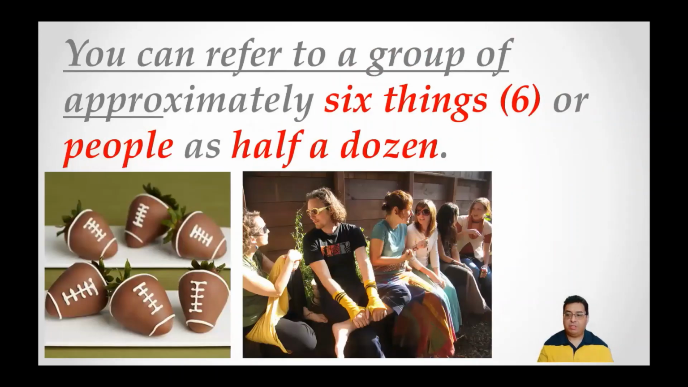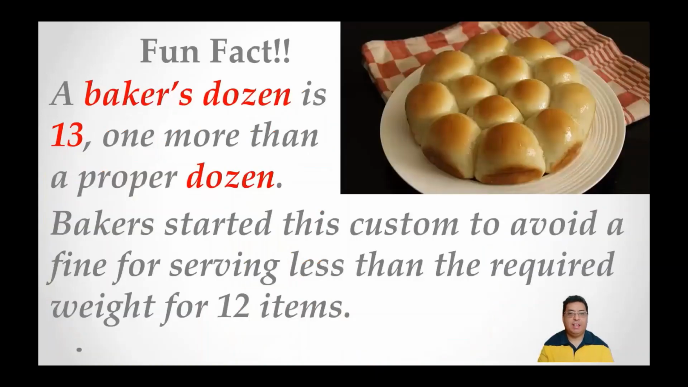You can refer to a group of approximately 6 things or people as half a dozen. So I've got these 2 pictures here showing you things and people and what half a dozen looks like, which is 6. So I've got this fun fact here for you.